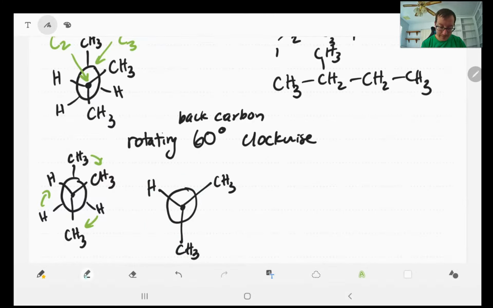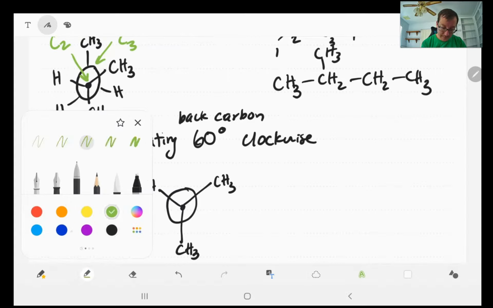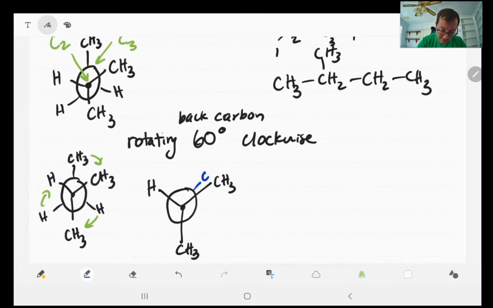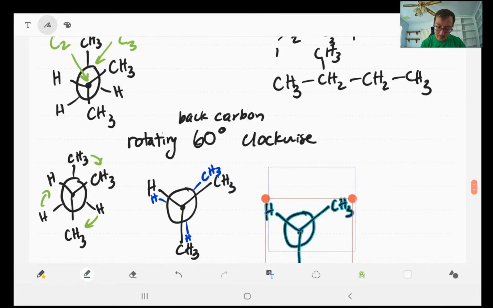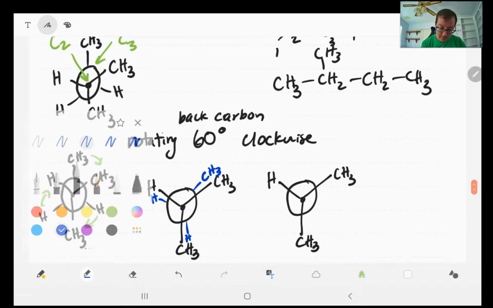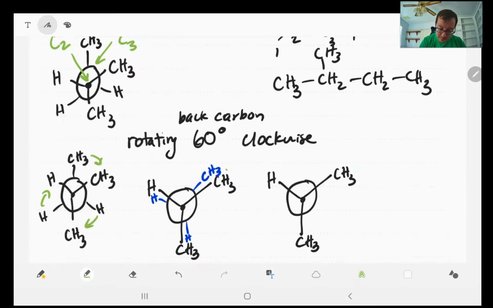The back carbon is changing. So if we draw this, I'm going to use blue for the things on the back carbon. So now that methyl group has moved to the right. That hydrogen has moved down. And the hydrogen that was on the left has moved up. And so that's our new conformation. And if we keep rotating 60 degrees, we rotate some more, keep rotating.